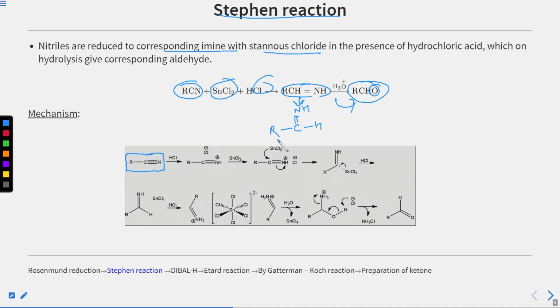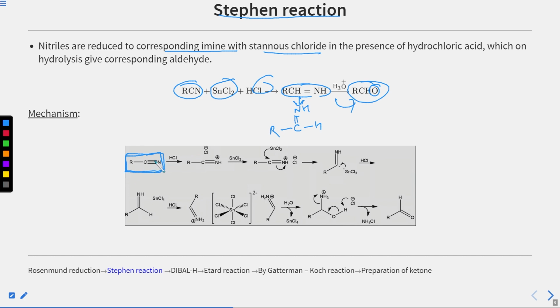Now, if you look at the mechanism, it looks a bit complicated at first sight, but believe me, it is very easy to follow. Just keep track of the arrow pushing. So first of all, we have our RCN, that is the nitrile. I have told you that HCl will act as a catalyst, so it will first protonate this. One suggestion I would give you: whenever you see that an acid is acting as a catalyst, most likely it will just protonate the substrate. So which of these will it protonate?